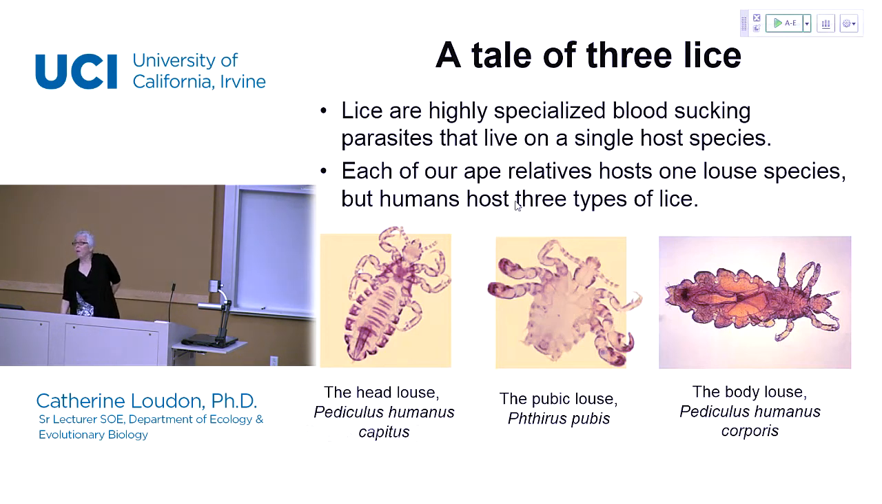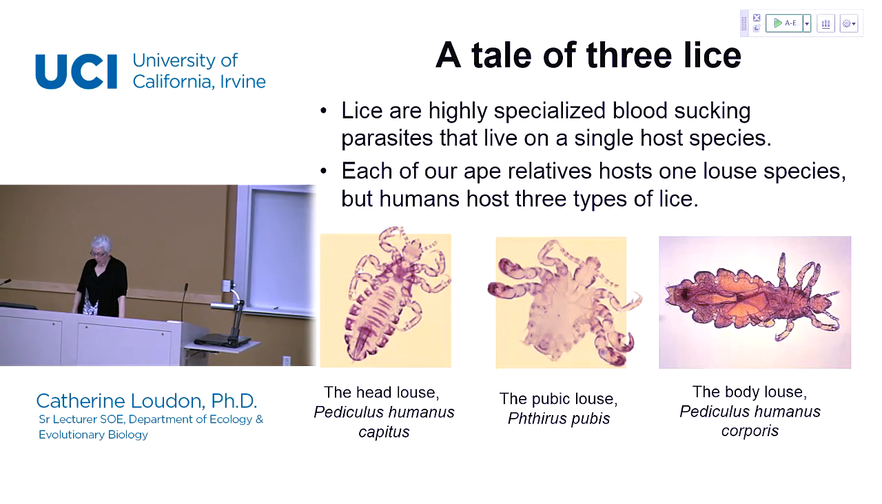And so if one looks at the primates, then humans are unusual in that we have not one, not two, but three completely different types of lice potentially on our bodies, although our primate relatives only have one louse species associated with them. So what are these three types of lice anyway?